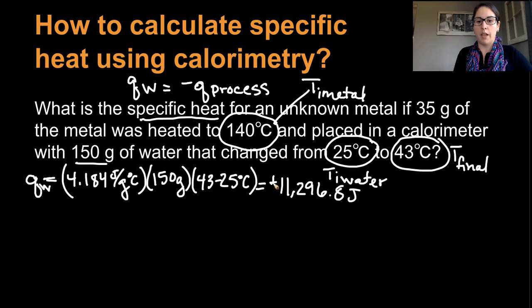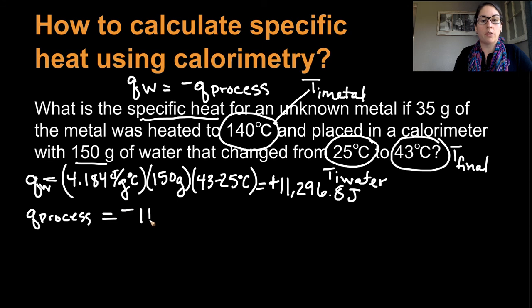Oops, not negative, positive. There we go. There's no negative there. Okay, but since Q of water is positive and the heat of the process, or enthalpy of the process, is negative, that means the process that we have has to be negative 11,296.8 joules. And we can use this value and plug it in to solve for that C value.